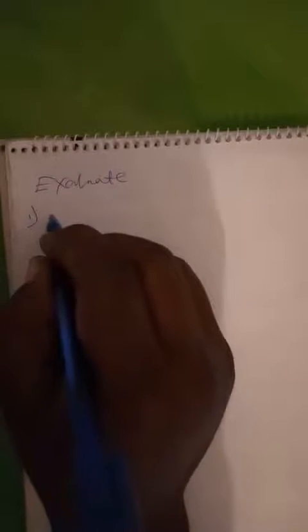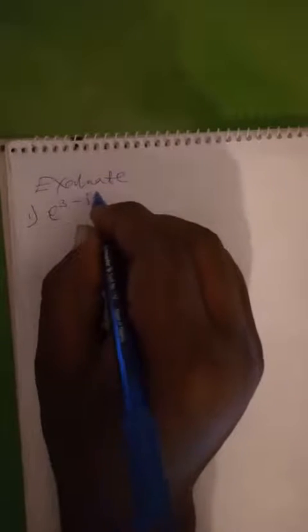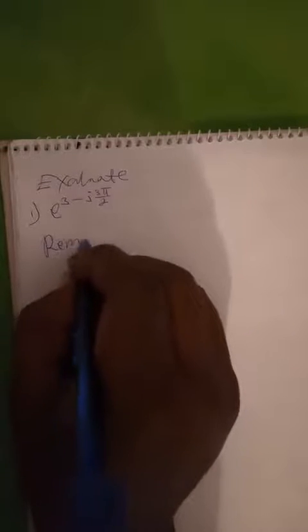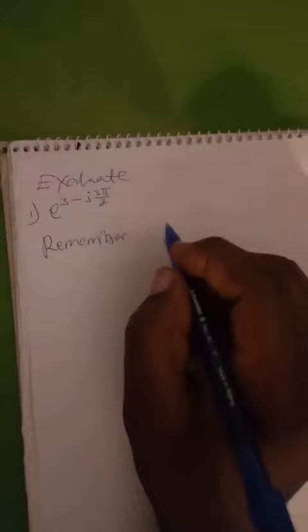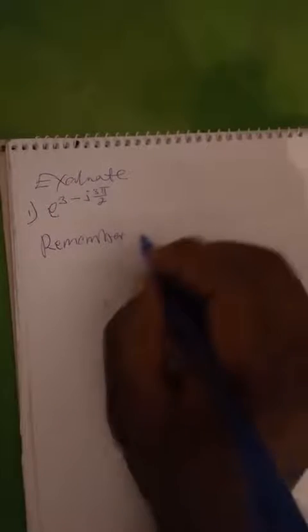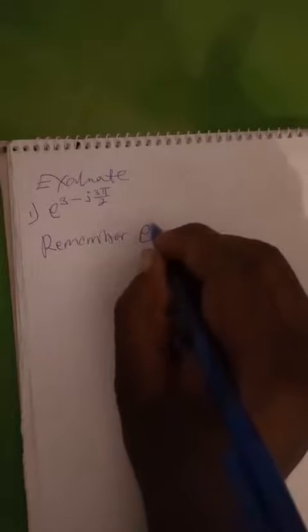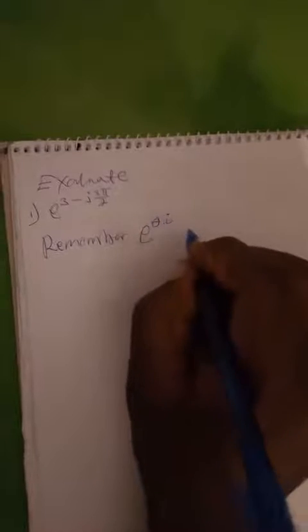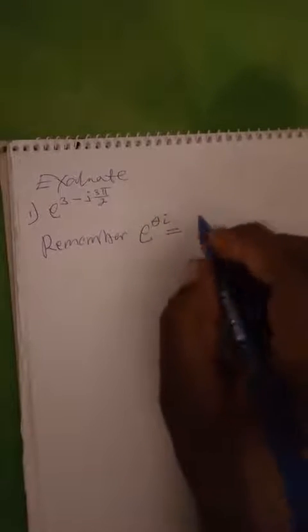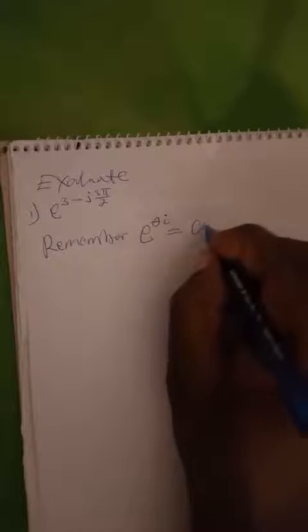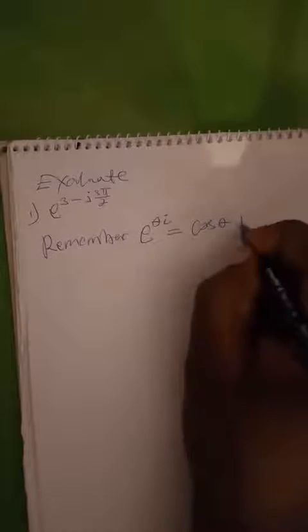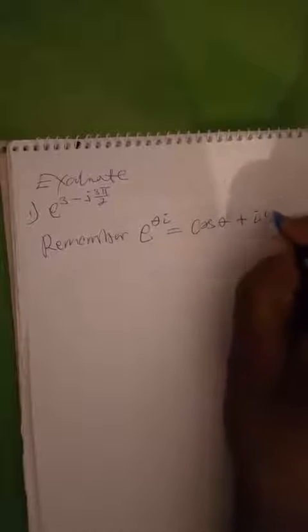Number 1. We have e raised to power 3 minus i 3 pi over 2. Okay, to do this, we remember this Euler-Trig relationship. We have it as e raised to power i theta is equal to cosine theta plus i sine theta.